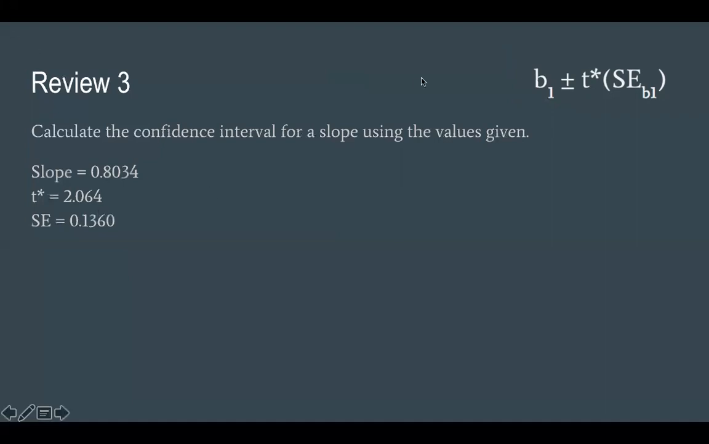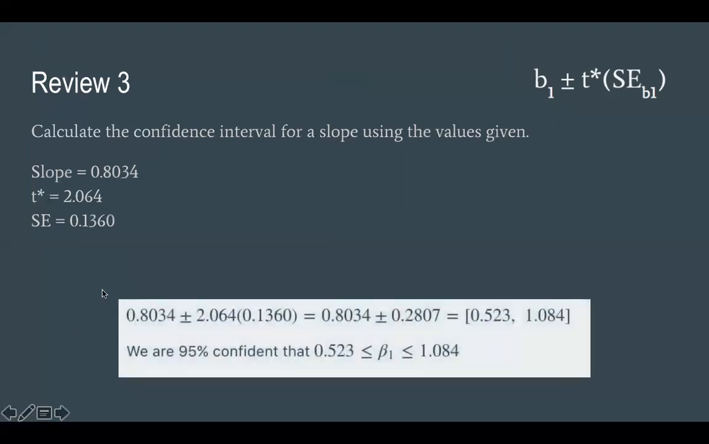All right, so using the formula on the top right, you can plug in b1 as your slope, t-star as 2.064, and then your standard error of the slope. When we plug in those numbers, we get a margin of error. We can get our margin of error by multiplying 2.064 by 0.136, and we get 0.2807 as our margin of error. Then we can just add and subtract that margin of error to the slope, and we get a confidence interval of 0.523 to 1.084.